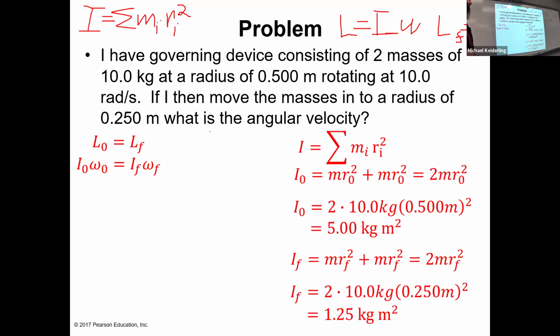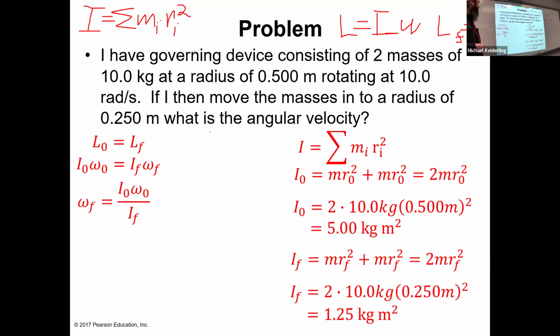And our final moment of inertia will end up being 1.25 kilogram meters squared. That's 2 times 10 kilograms times 0.25 meters squared. So it's a quarter of the initial.